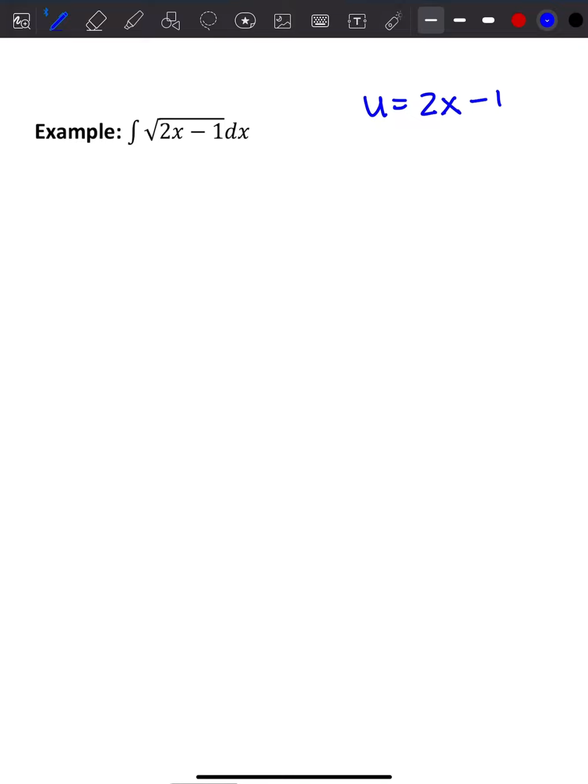I'm going to take the derivative of both sides. So du is equal to the derivative of 2x, which is 2, with respect to x. So now we're going to put some stuff back into our problem. If I look at what we have here, we have the integral of the square root of 2x minus 1, which is now u.